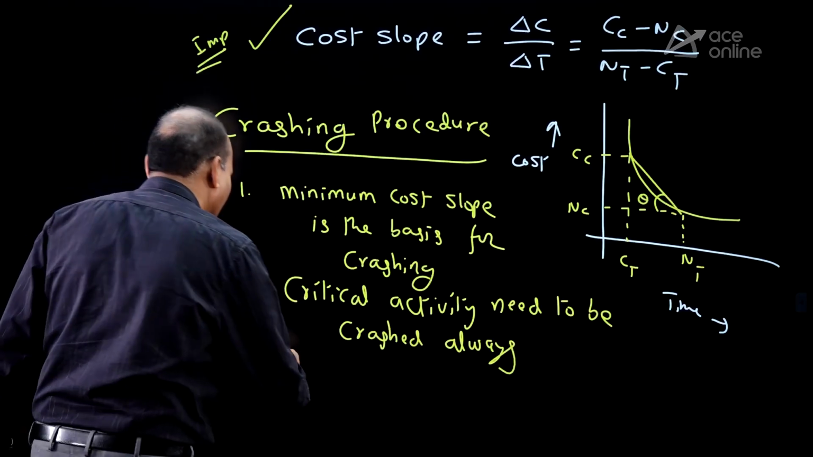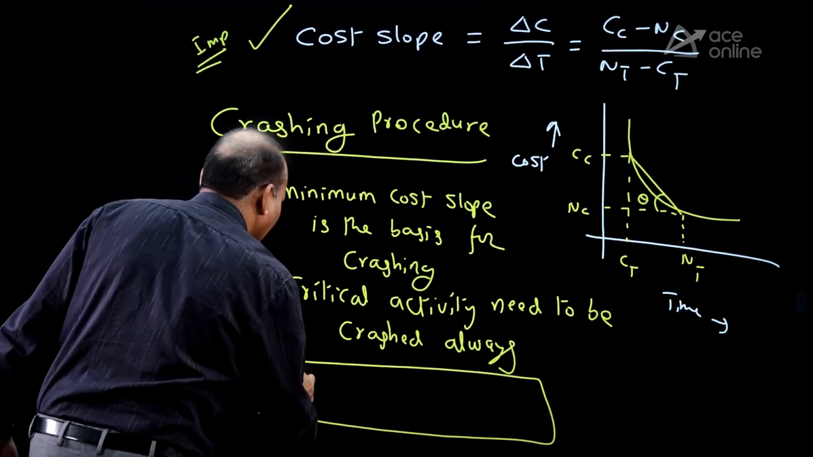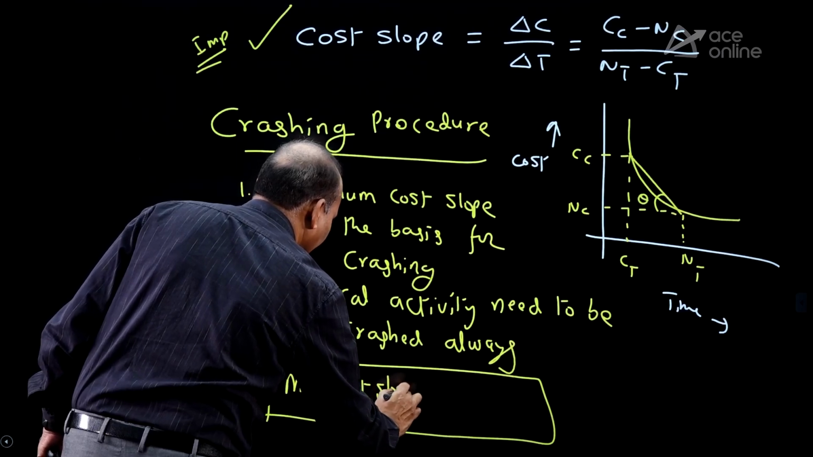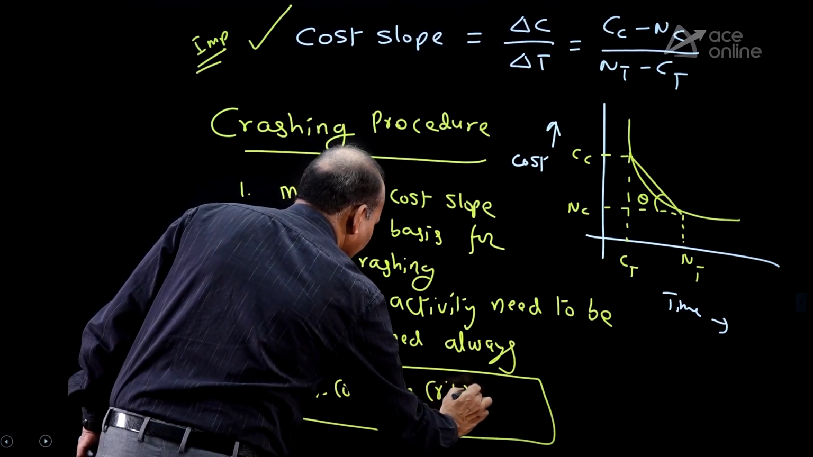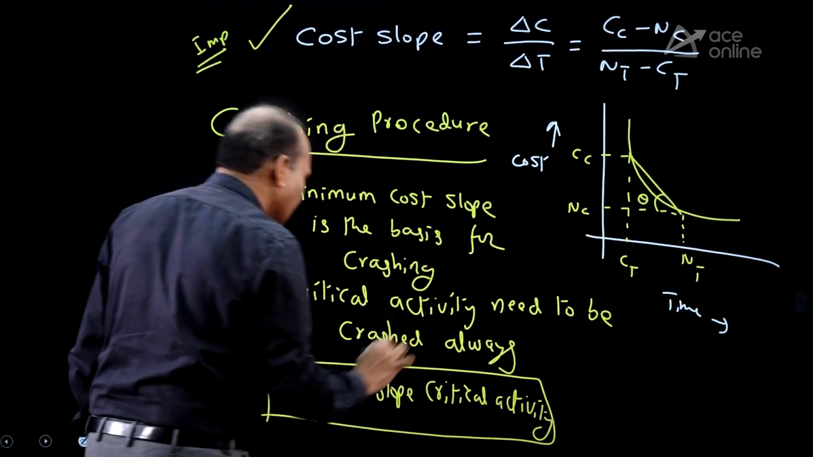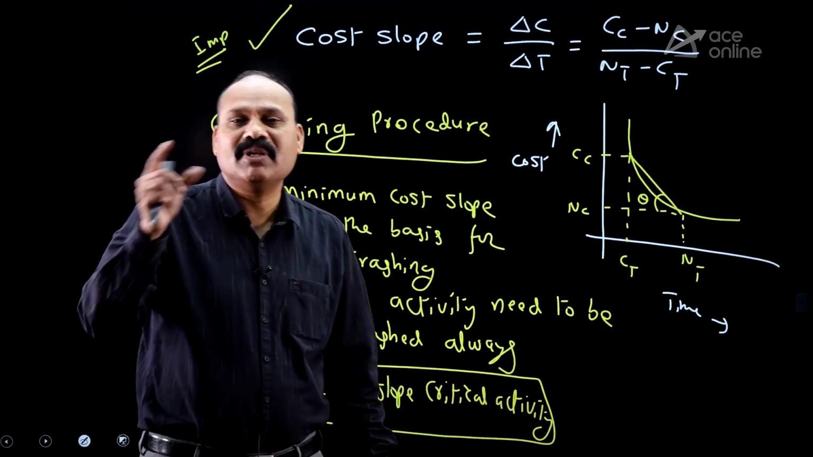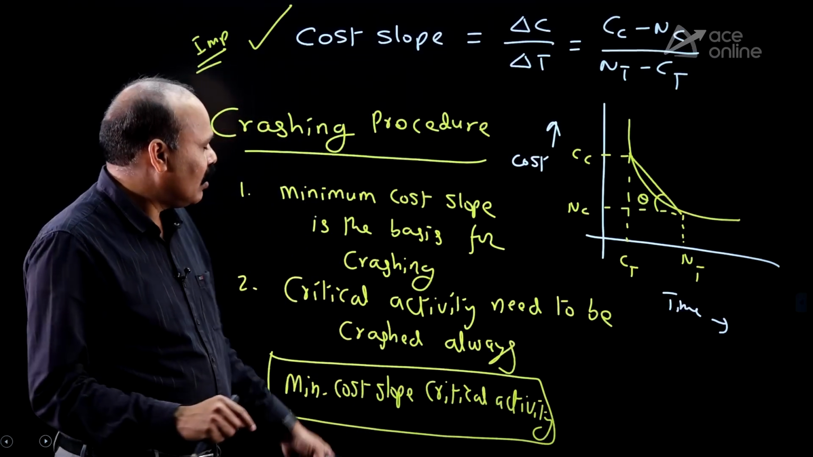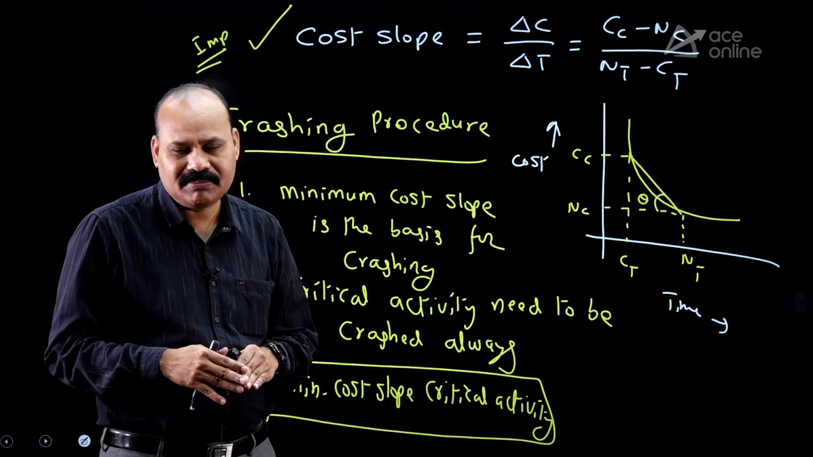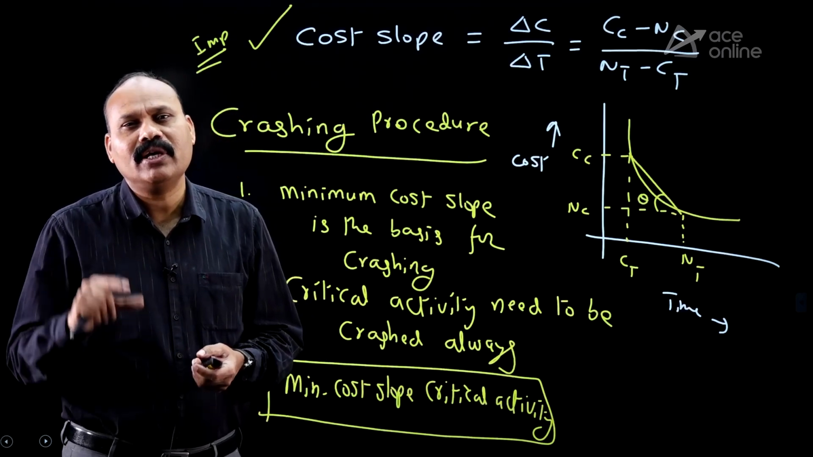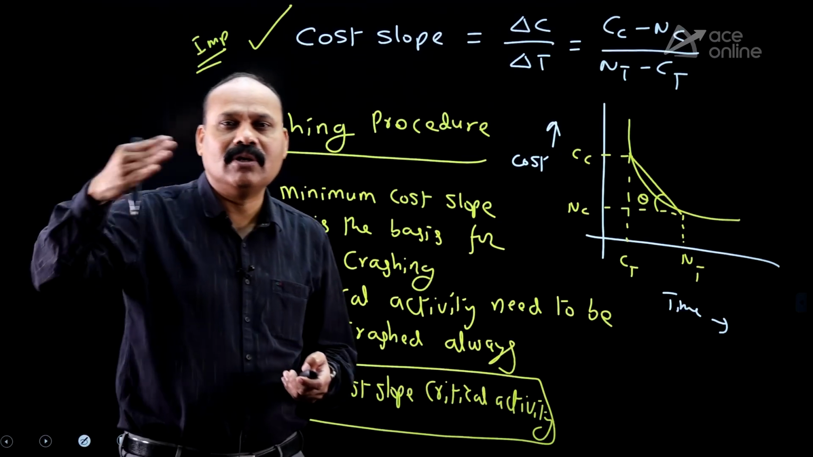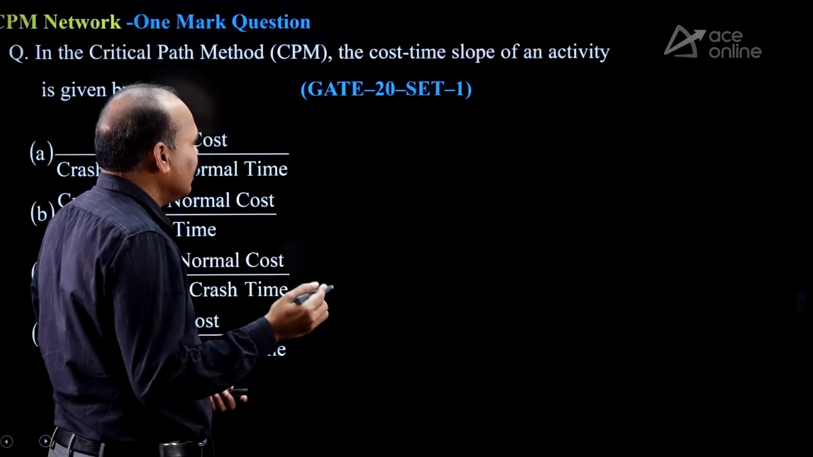And finally, what is the conclusion? The minimum cost slope critical activity we have to crash. The minimum cost slope critical activity must be selected for crashing purposes. Remember this. Why should I use minimum cost slope? Because the minimum amount is to be spent. Sometimes the due date is given, sometimes the optimum duration. Optimum duration questions you won't get; only due date oriented questions you will generally get.